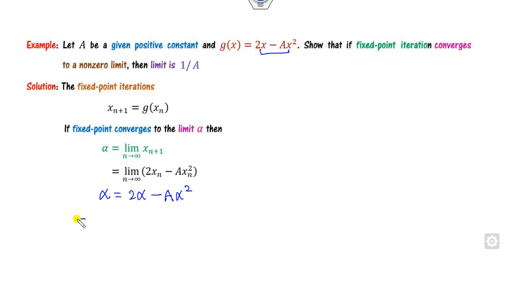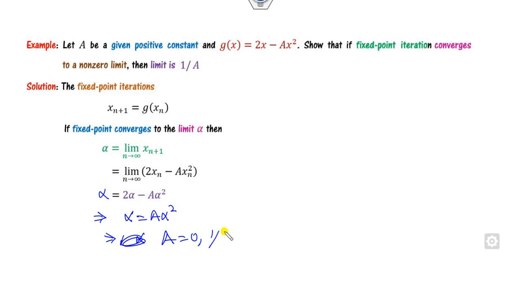So can you find the value of alpha from here? It is alpha equals a alpha square. Fine. So what is the meaning of that? Since we have to find the value of alpha, I can take alpha as common. So alpha times 1 minus a alpha is 0. So alpha is either 0 or 1 over a.